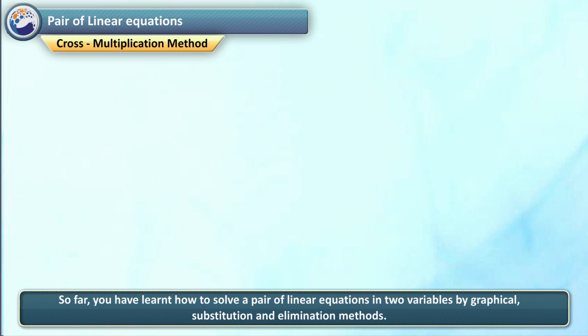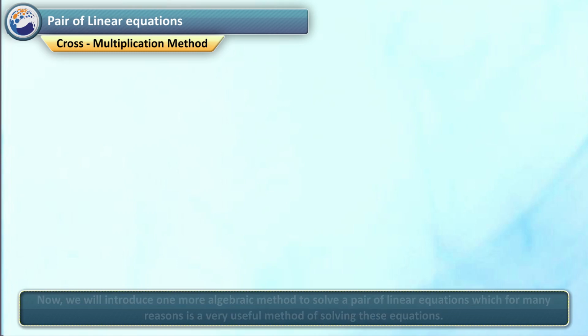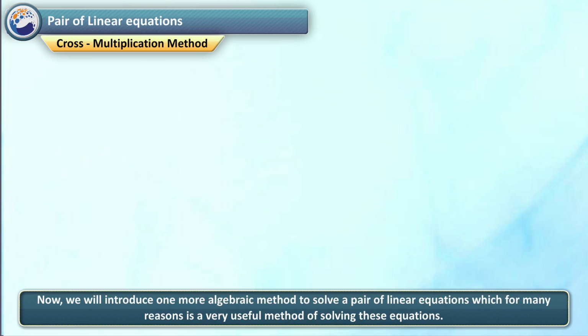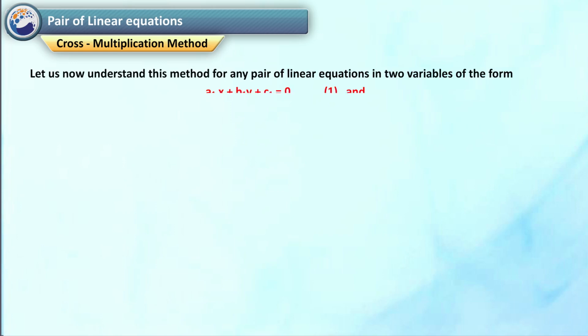Cross multiplication method. So far, we have learned how to solve a pair of linear equations in two variables by graphical, substitution and elimination methods. Now we will introduce one more algebraic method to solve a pair of linear equations, which for many reasons is a very useful method of solving these equations. Let us now understand this method for any pair of linear equations in two variables of the form a1x plus b1y plus c1 is equal to 0, equation 1, and a2x plus b2y plus c2 is equal to 0.